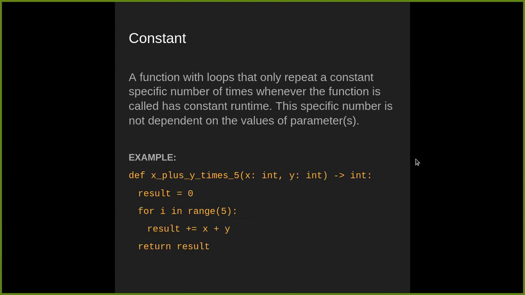A function with a constant time complexity will only have loops that repeat a specific constant number of times, whenever this number is not dependent on the values of the parameters. In this example, we have a function called x plus y times 5, where we add x plus y 5 times. This function has a constant runtime because the loop here only repeats itself 5 times.